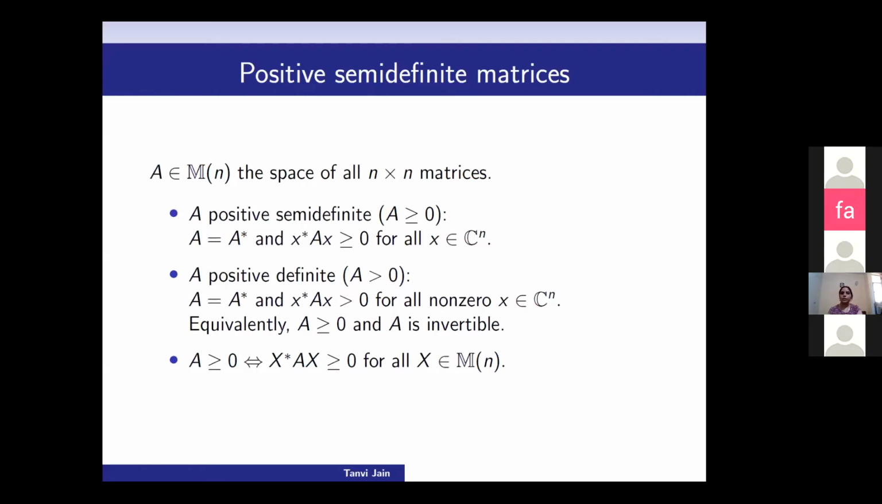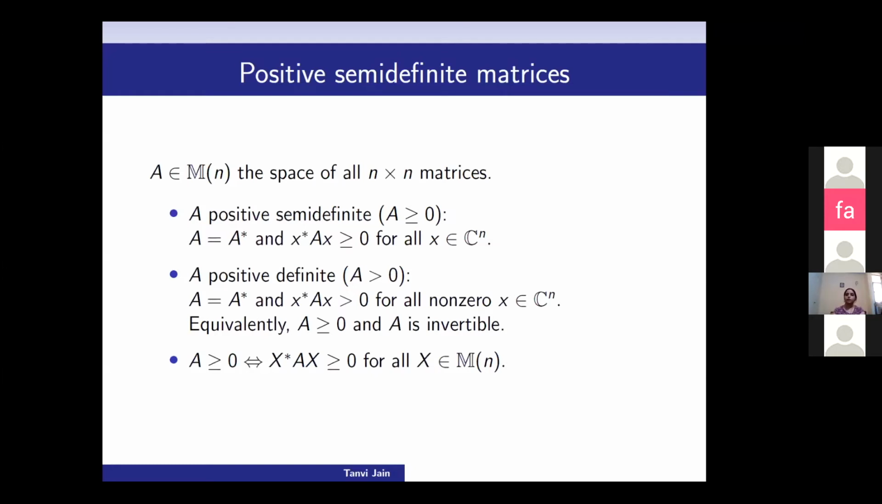Now, let's look at what a positive semi-definite matrix is. Just to recall, it is an n cross n matrix which is equal to its conjugate transpose, that is a_ij equals the conjugate of a_ji, and x* A x is greater than or equal to 0 for every vector x in C^n.